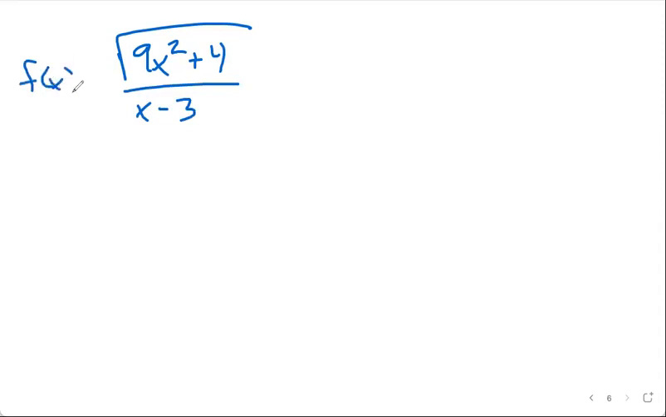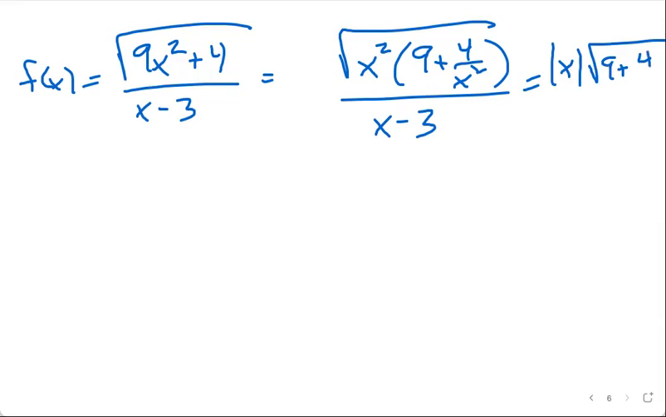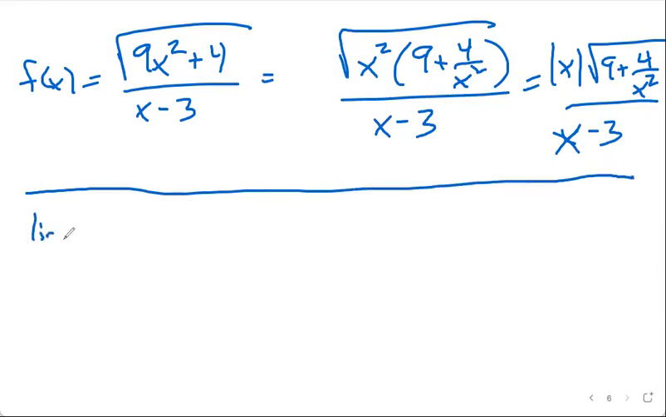Square root of 9x squared plus 4 over x minus 3. Let's say you start with a function. Notice I'm slowing down my speed here. You'd have to first factor out an x squared, leaving you with 9 plus 4 over x squared. Then the square root of x squared would be the absolute value of x. Now, that is the function you're going to evaluate: the limit as x approaches infinity, or the limit as x approaches negative infinity.